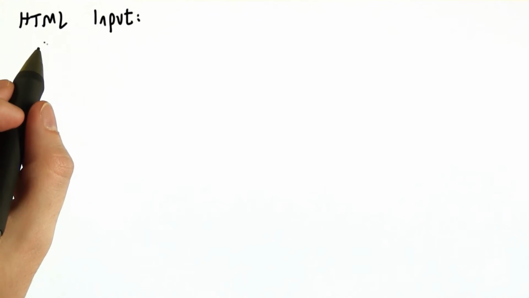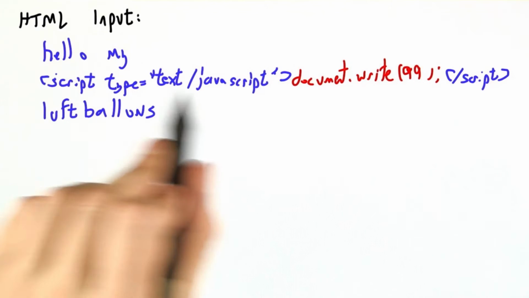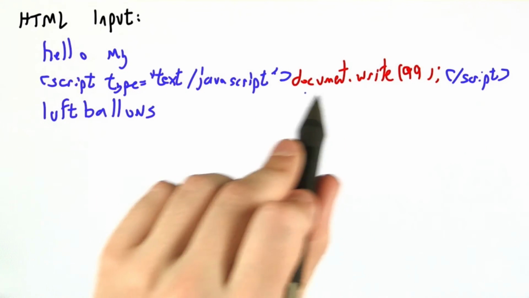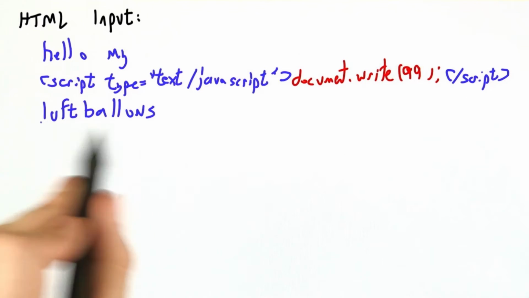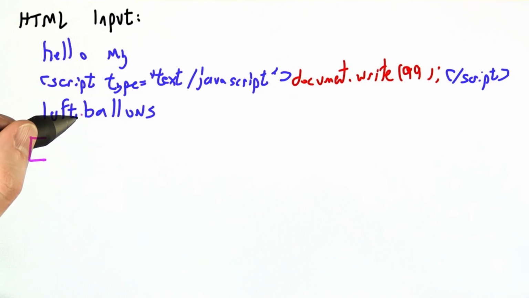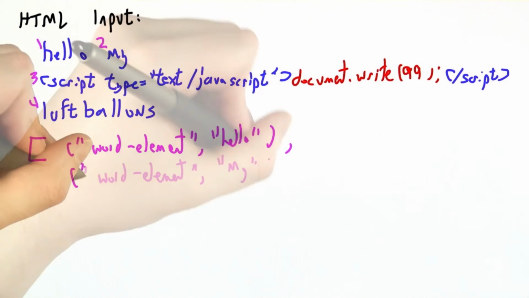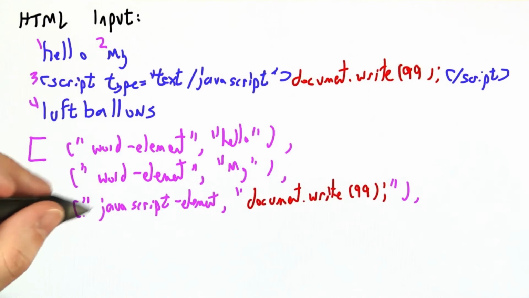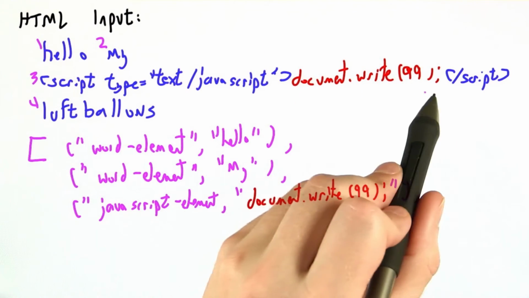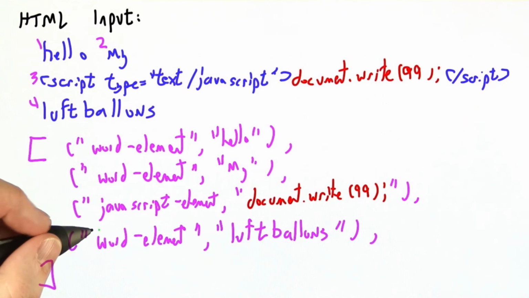So let me show you a concrete example. Let's say my HTML input is "hello my", and then there's some JavaScript, which says document.write 99, and then Luftballon. Let me show you what the abstract syntax tree, or what the parse tree, will look like for this. Now, recall that HTML is a list of elements, and here we have 4 elements. 1, 2, 3, 4. The first is the word element hello. The next is the word element my. The next is the JavaScript element containing only the important text, not all of this tag stuff. And the last is the word element Luftballon.